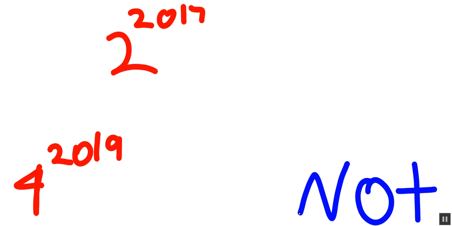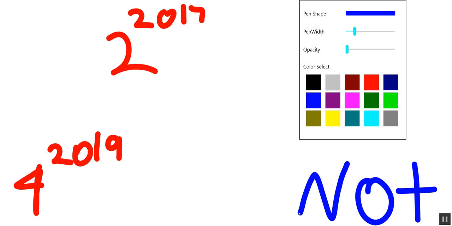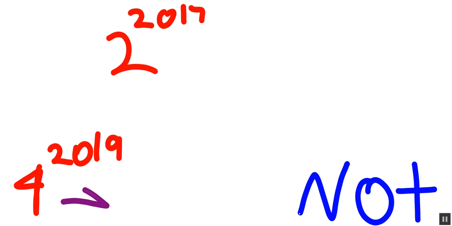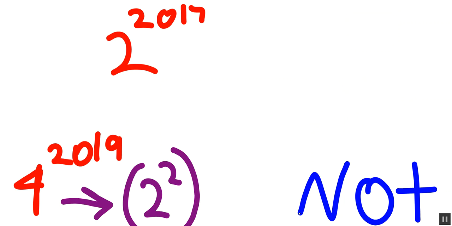How can I rewrite either of these? Well, 2 to the power 2017 is basically at its most simplest form, I guess, but 4 isn't. So I can rewrite this as 2 squared, to the power 2019. Well, that's kind of funny because I have parentheses around 2 squared, so I would have to compute 2 squared first, which is 4. 4 to the power 2019 is the same thing I wrote over here.